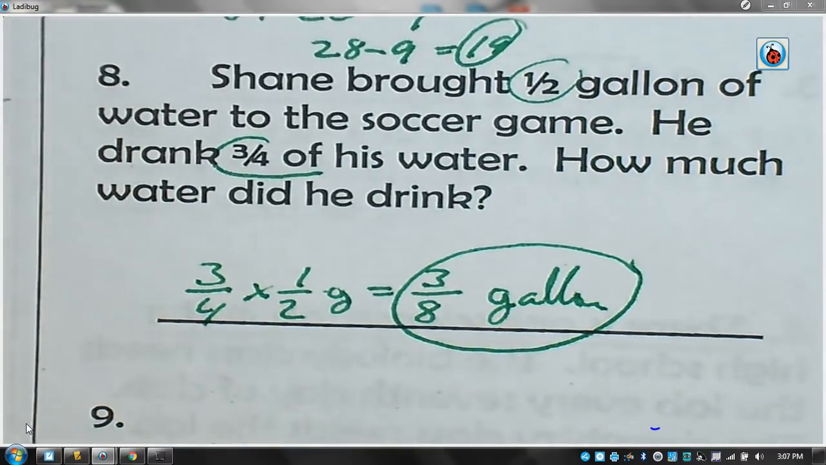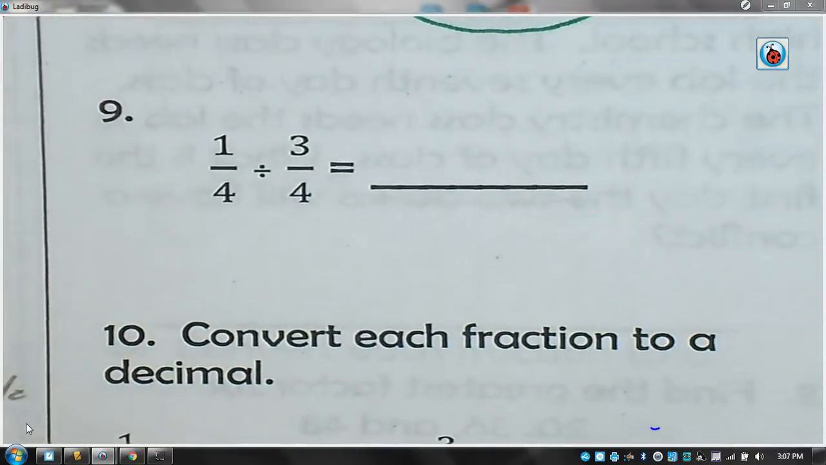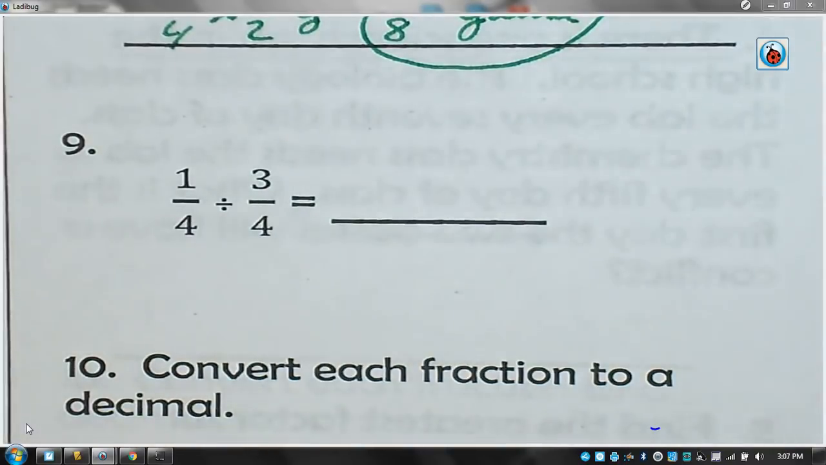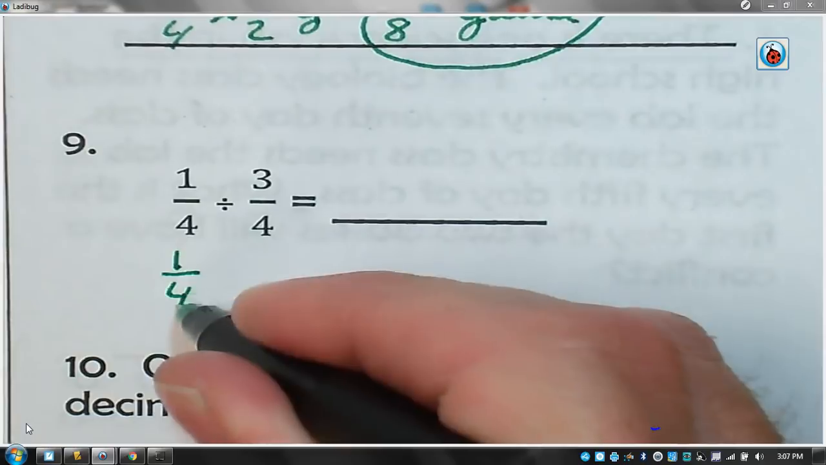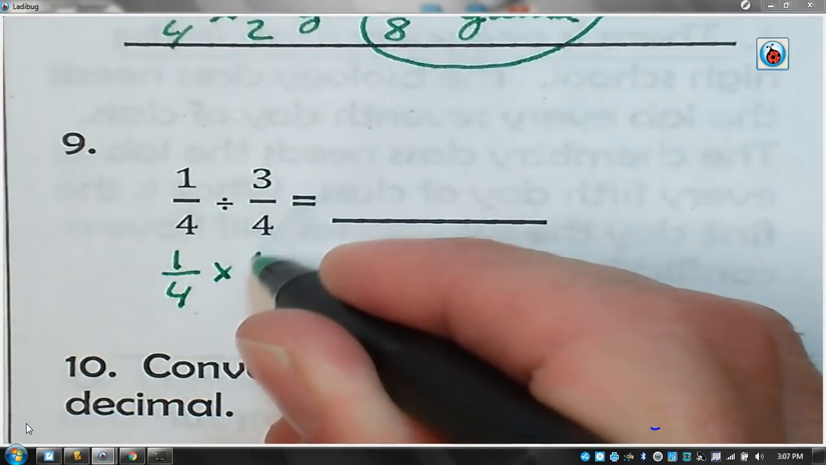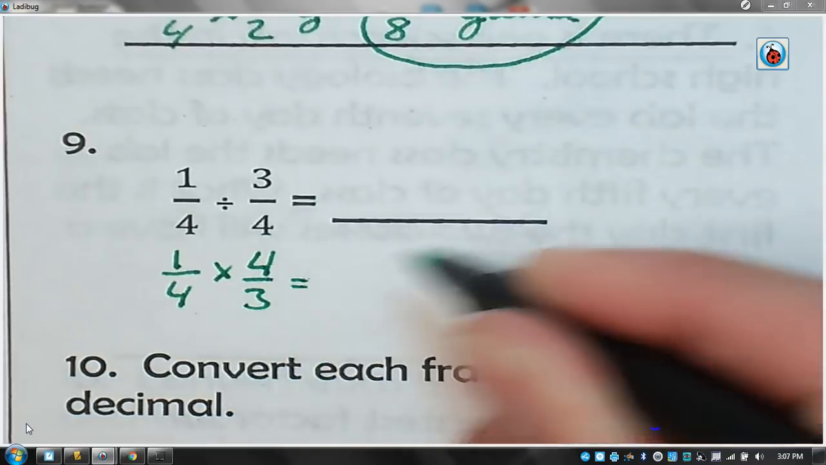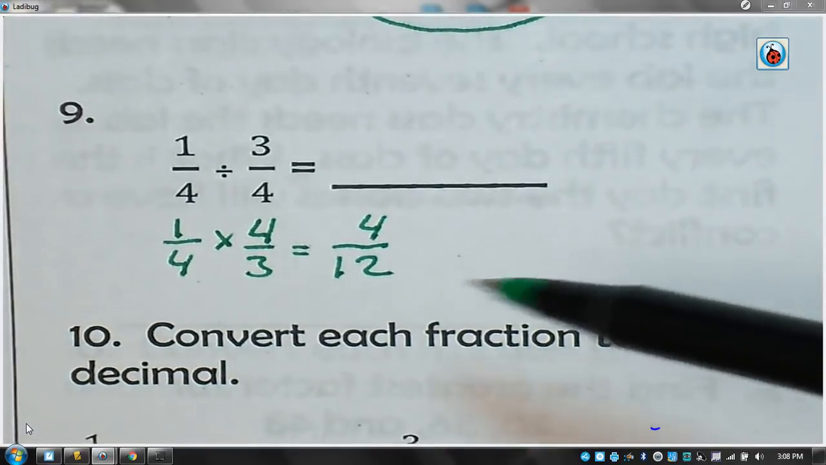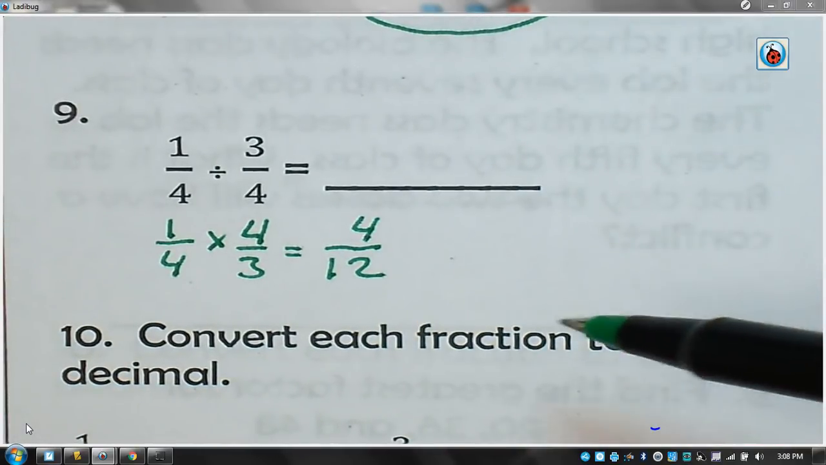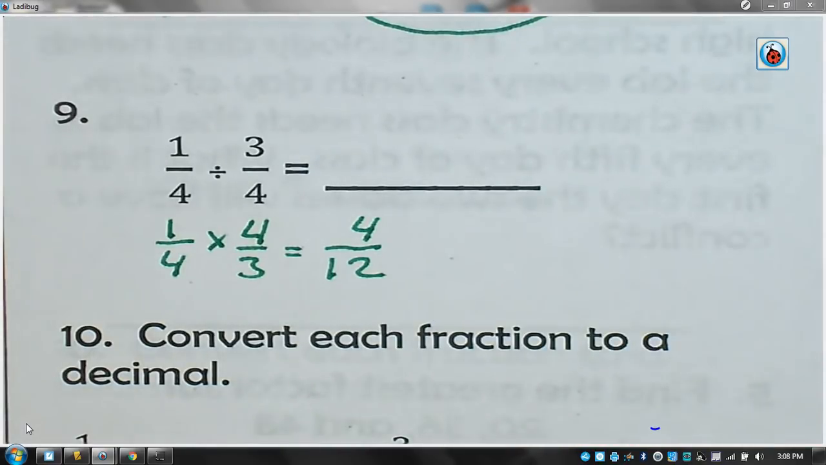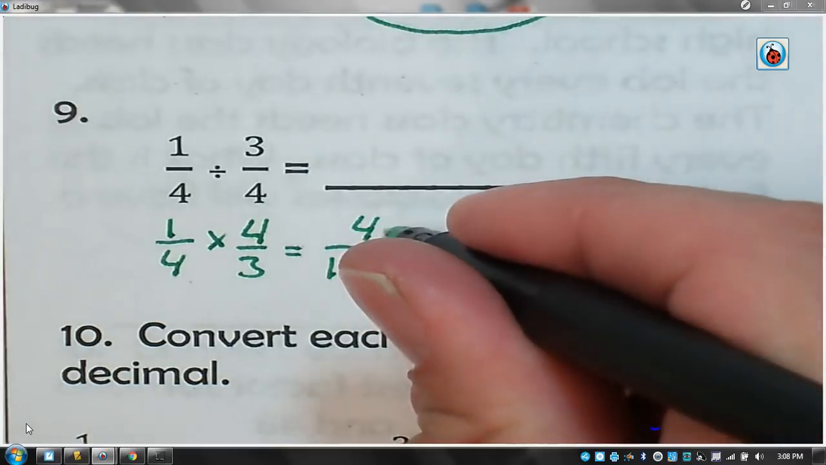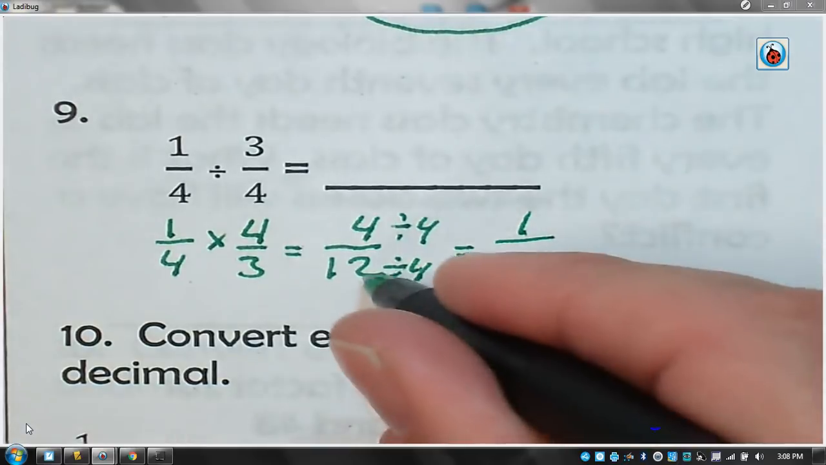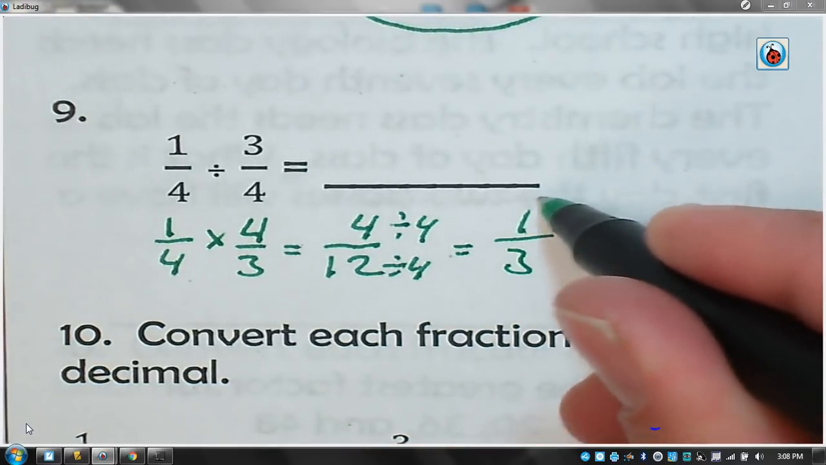Number 9. There's 3 beautiful words. There's also that crazy rap song. It is stay, change, and flip. So that's 1/4. Change that to a multiplication sign and flip that like a pancake. And there we go. So this becomes 4/12. And this is something that happened last week. A lot of kids weren't simplifying these math problems. They got this one wrong. What goes into 4 and 12 evenly? Yep, it's 4. So divide top and bottom by 4. 4 divided by 4 is 1. And 12 divided by 4 is 3. So the final answer is a third.